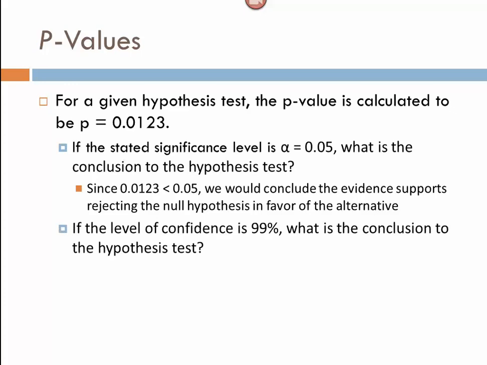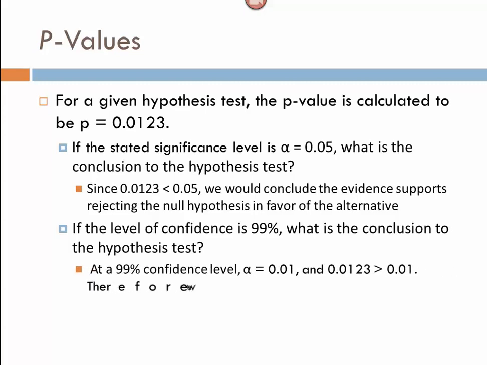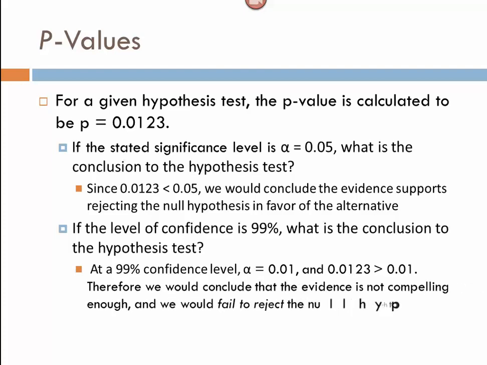What if the confidence level for the test was 99%? What would be my conclusion? If we set the confidence level at 99%, that means we have a significance level of 0.01. Your significance and your confidence should always be complements. And 0.0123, though low, is still greater than 1%. And therefore, we would conclude that the evidence is not compelling enough, and that we would fail to reject the null hypothesis.